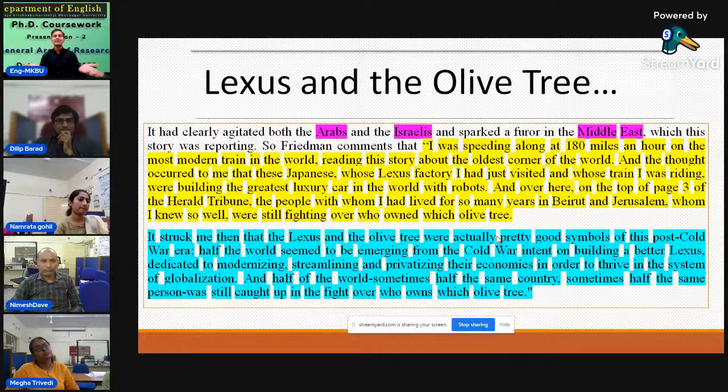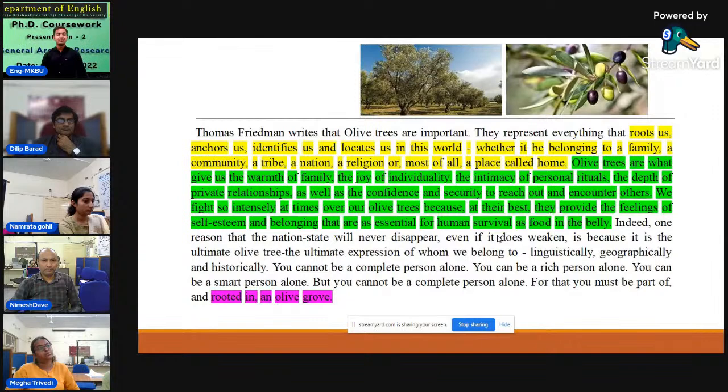So let's understand that in the next slide. See, Thomas Friedman writes that olive trees are important. It is not that olive trees are something bad. They represent everything that roots us, anchors us, identifies us, and locates us in the world, whether it be belonging to a family, a community, a tribe, a nation, a religion, or most of all, a place called home.